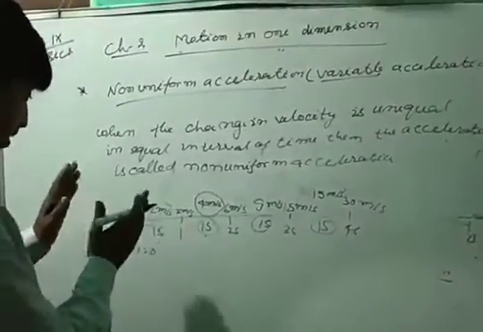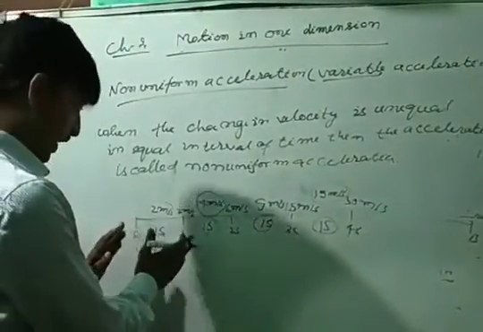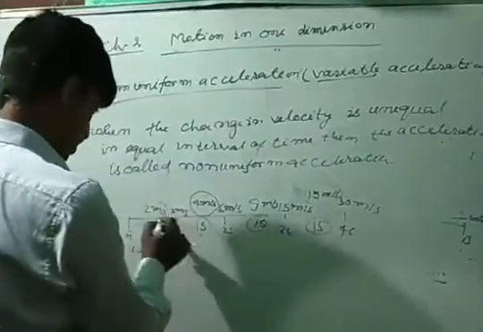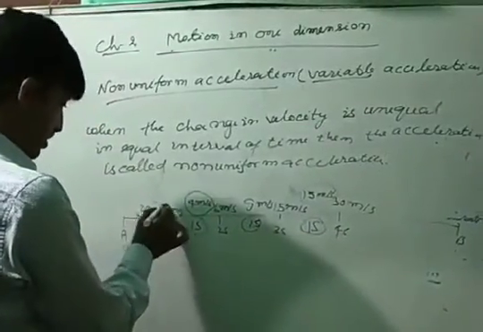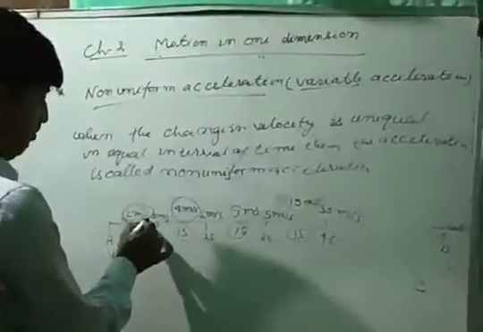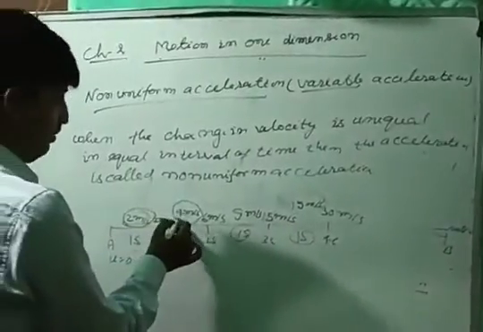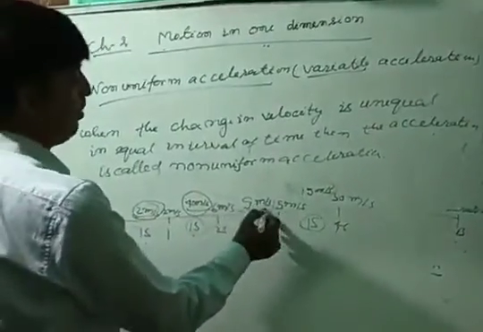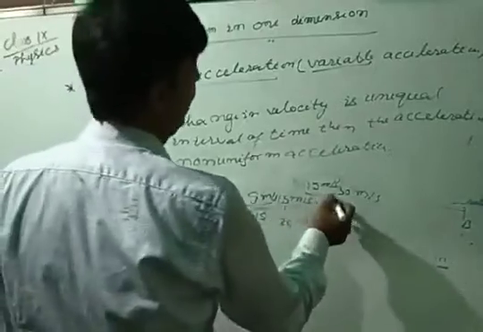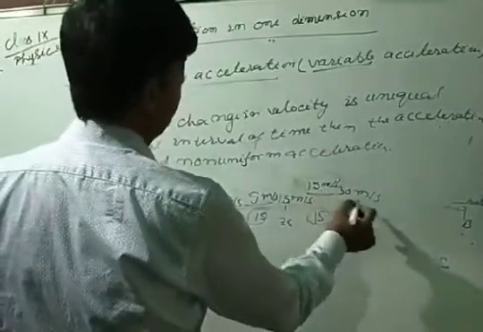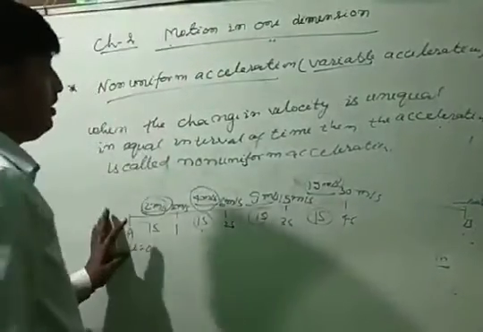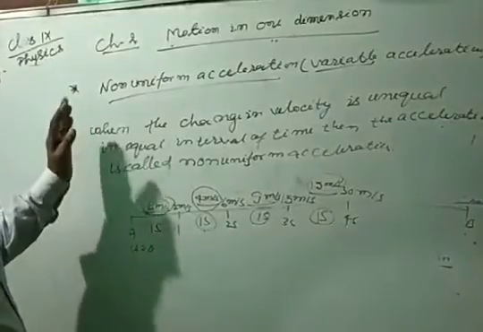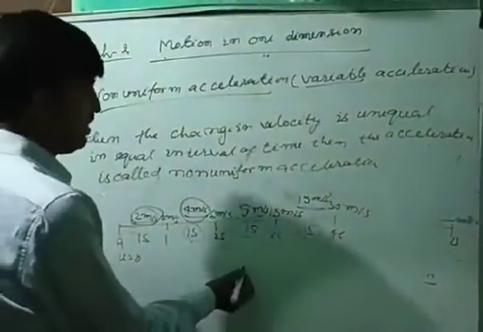So in every equal interval of time, 1 second, the velocity change is unequal. Here the velocity change is 2 meter per second, here 4 meter per second, here 9 meter per second, here 15 meter per second. So this is the case of non-uniform acceleration or variable acceleration.